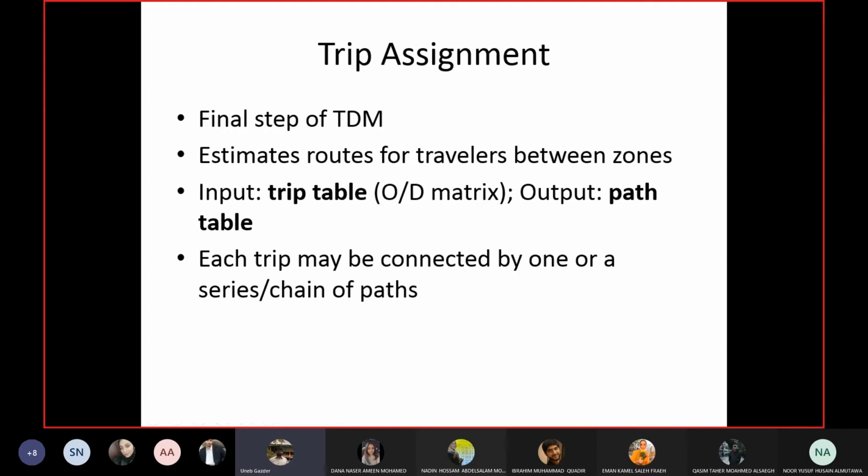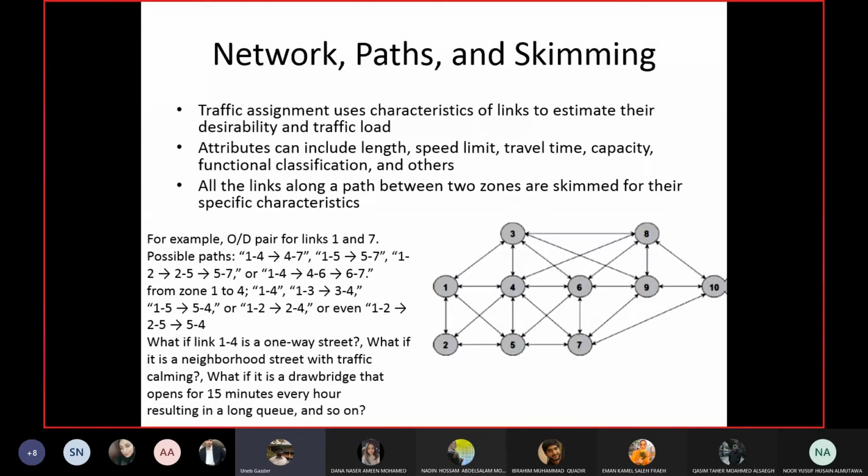Now each trip may have a series of paths or a chain of routes connecting it. Each trip may be completed by using a series of paths. You may not just use one highway to go from one zone to the other; you may be using a series of highways. This makes sense, right? It is obvious that if I want to go from one zone to the other, I may have to use a chain of highways. Highways, paths, or routes are similar to each other in this context.